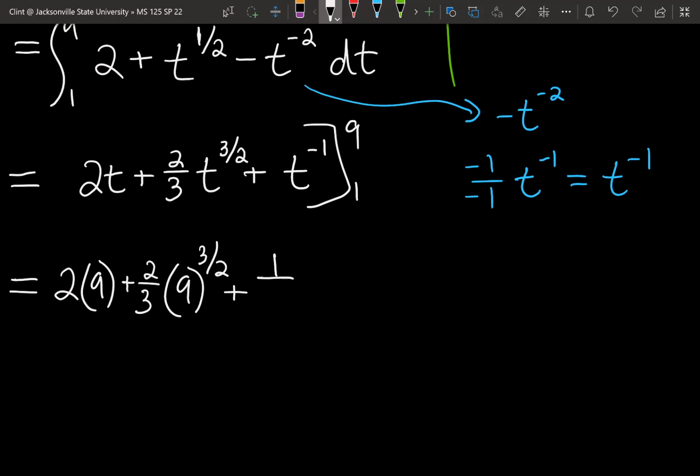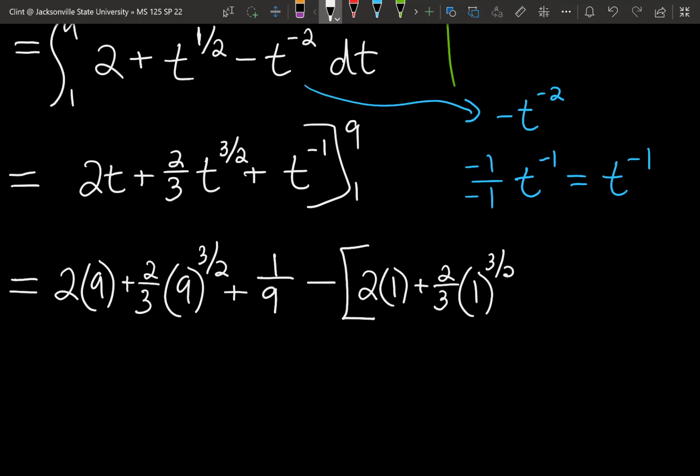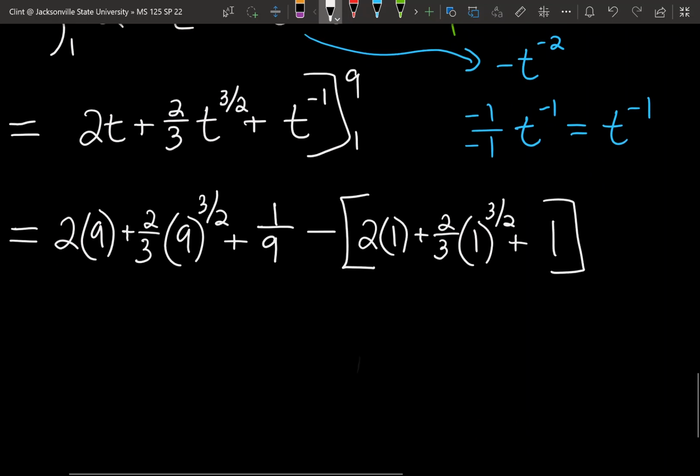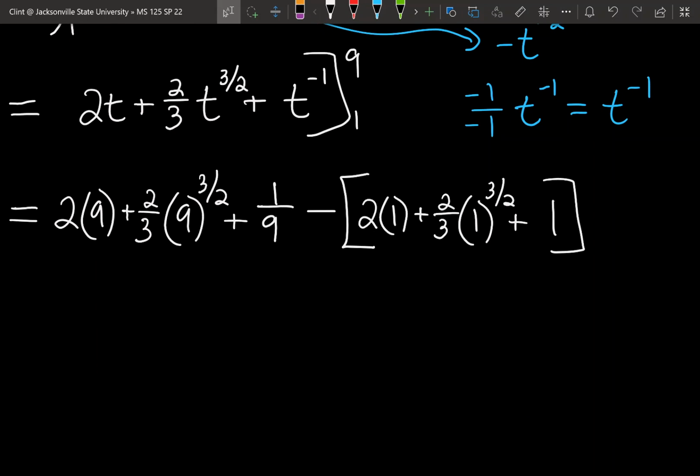Plus, and if you want to on this one, you can write it 1 over 9. Or you can still do 9 to the -1 power if you want to. And it's minus. And I highly recommend putting the bracket so you keep the signs in the right place. This one's easier. Got 2 times 1 plus 2/3 times 1 to the 3/2 plus 1 over 1, which is just 1. I'm happy if you write that down and then go to calculator. I'm okay with that. You just be careful.